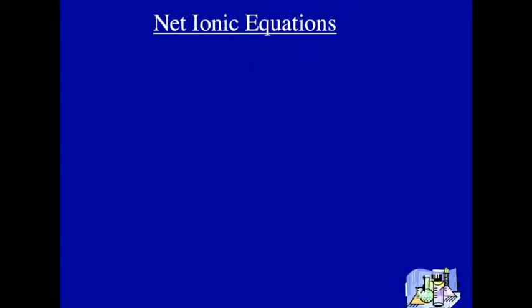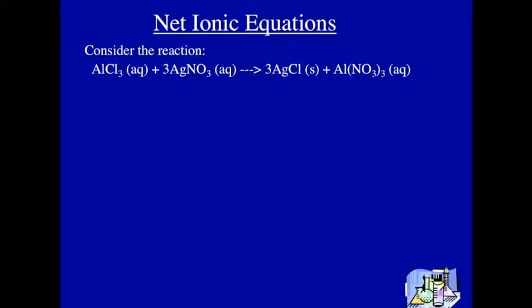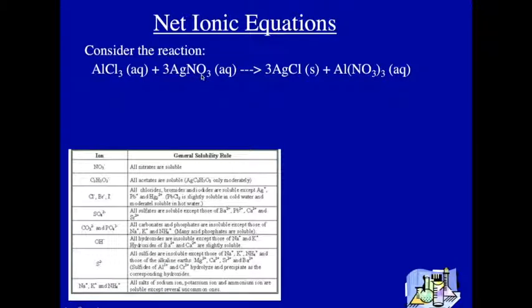Okay. One more example of an ionic equation. Now, again, you have to be clear what you're looking at here. Aluminum chloride is dissolved in water. Silver nitrate is dissolved in water. They're dissolved as ions. So, our halides, such as aluminum chloride, are soluble in water. Nitrates are all soluble in water. So these two should be dissolved in water.